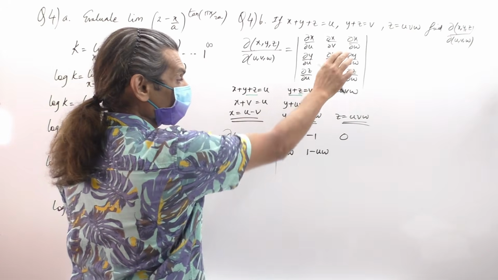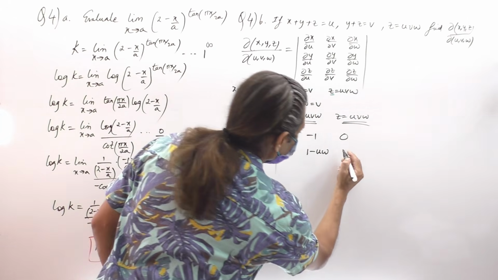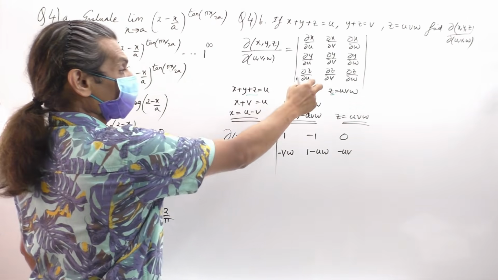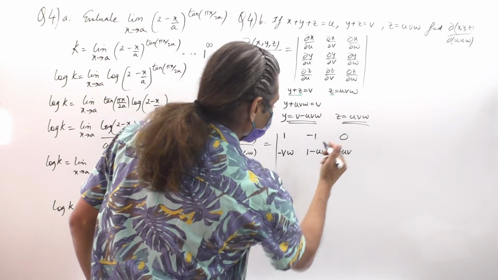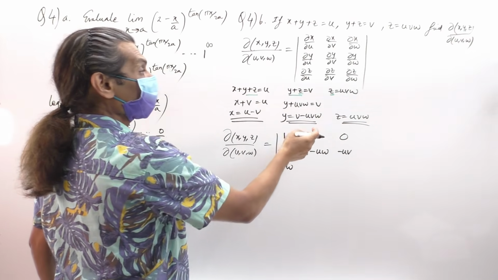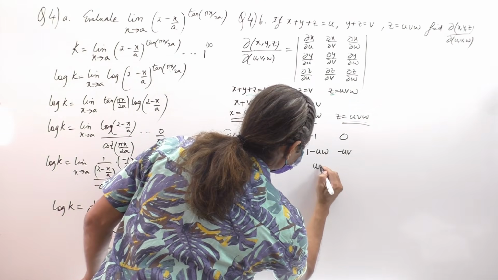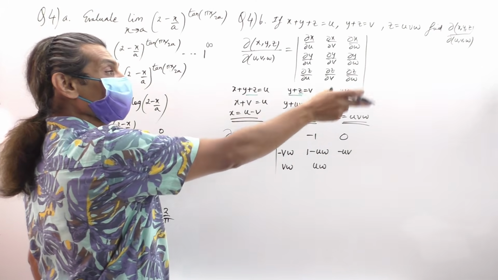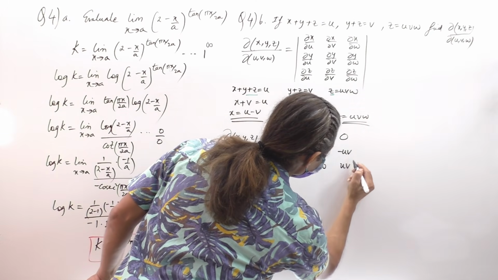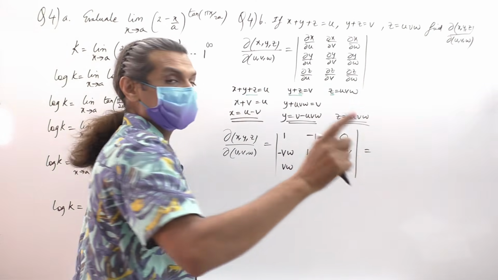Dou y by dou v. Dou y by dou w, v is 0, so minus uv. Dou z by dou u, vw as it is, 1. Dou z by dou v, uw. Dou z by dou w, uv as it is, derivative of w is 1.